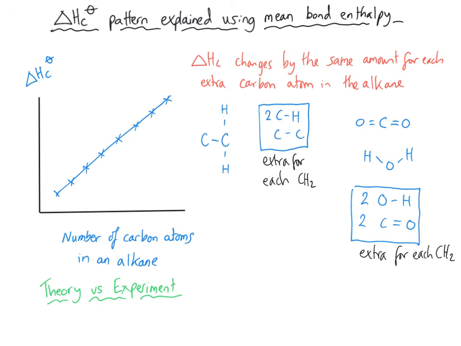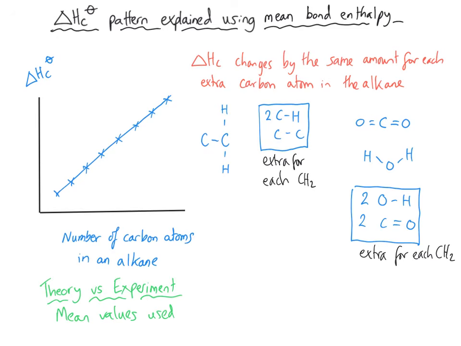As with any comparison between theory and experiment, it doesn't work 100% perfectly. It is not the precise same increase each time. And if you use bond enthalpy data, it would lead you to believe that it was. The reason for this is quite simply that these are mean bond enthalpy values. And so they don't take account of the type of molecule in question for this particular situation.